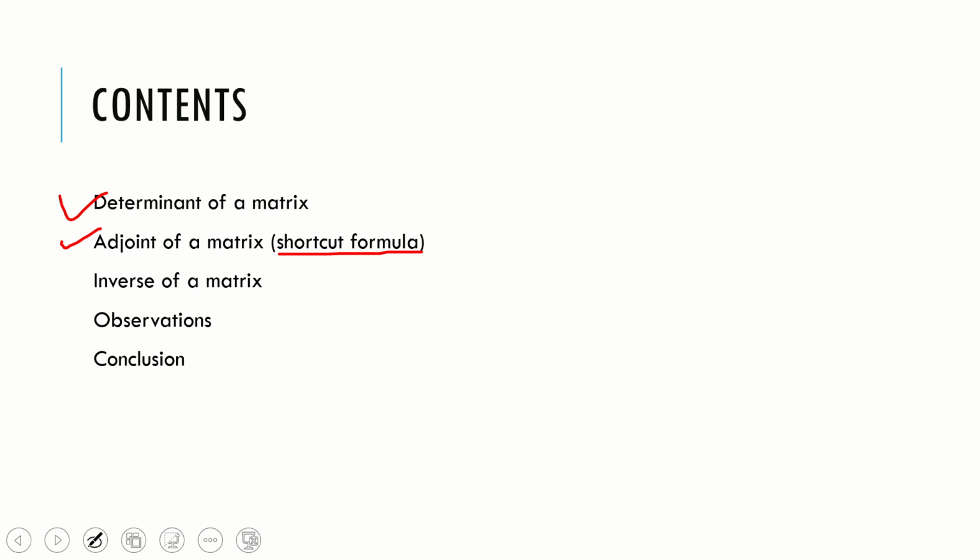When they have to find the inverse of the matrix, they need to find the adjoint of a matrix. So I am going to share with you the shortcut formula of this adjoint matrix. Okay, so it will be very helpful for you. And then at last we have to find the inverse of a matrix, and we will see some observations.